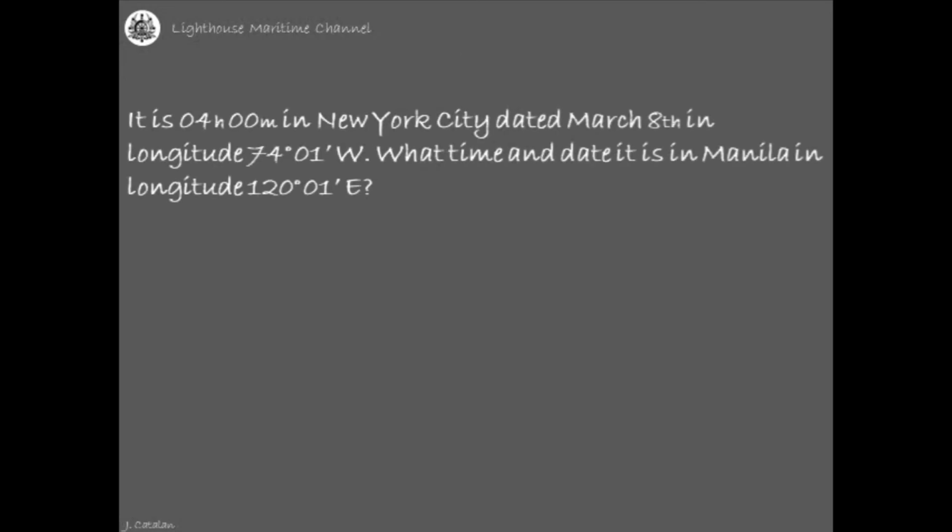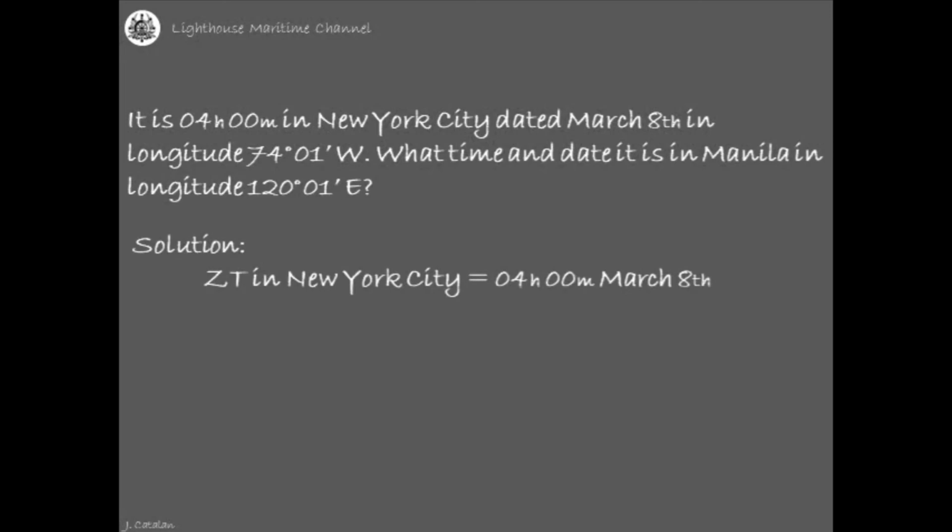Second example. It is 4 hours and 0 minute in New York City dated March 8, in longitude 74 degrees and 1 minute west. What time and date it is in Manila in longitude 120 degrees and 1 minute east? Solution. Zone time in New York City is equal to 4 hours and 0 minute, dated March 8.